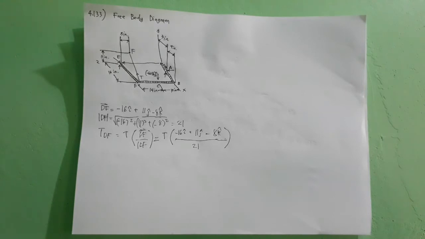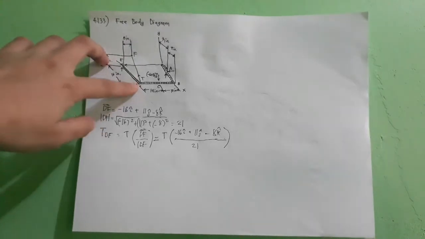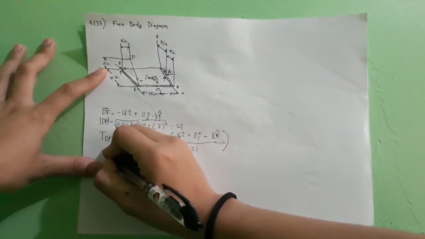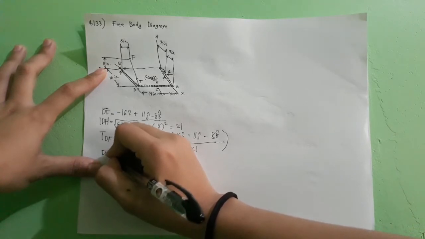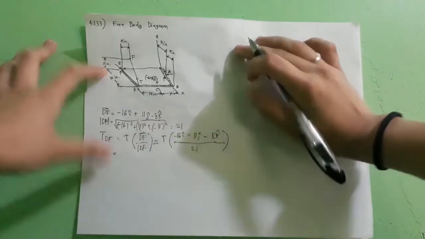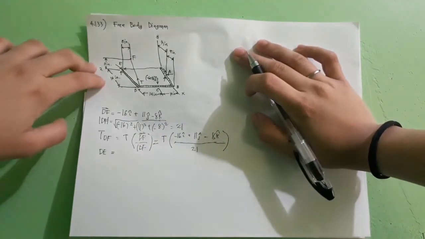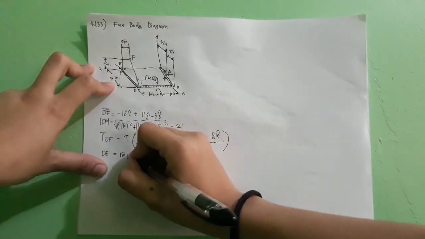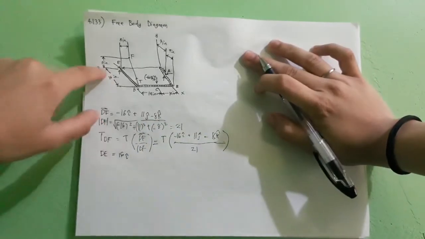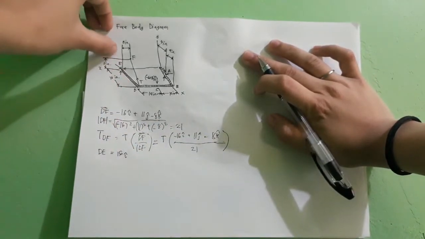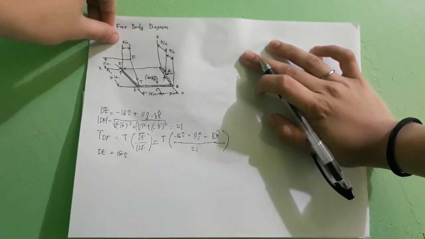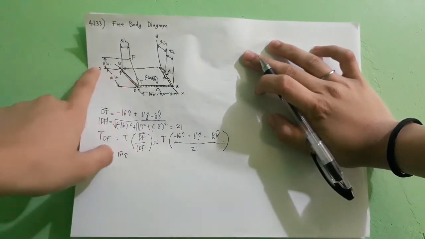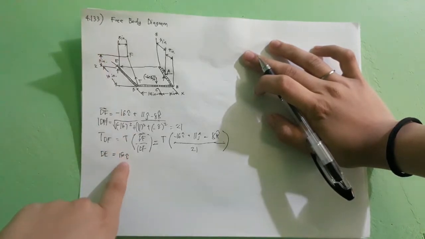Next is the points between D and E. D in the x-axis we have 16i. In the y-axis we have 0, and in the z-axis we have 0 also.